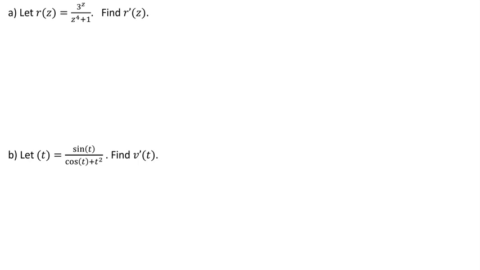Hi y'all. Okay, we've got a quotient rule. Now we just need to practice using it. So kind of the same routine we've been getting into. We learn a new shortcut, we practice with it, and you really work to memorize it. First example here, we have r of z equals 3 to the z over z to the fourth plus 1.